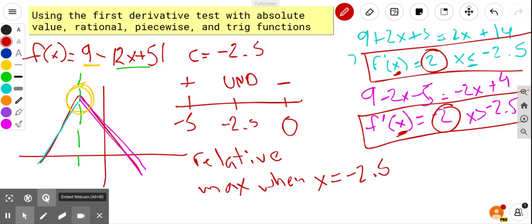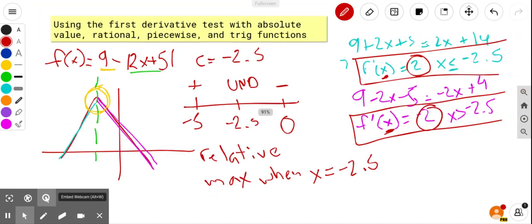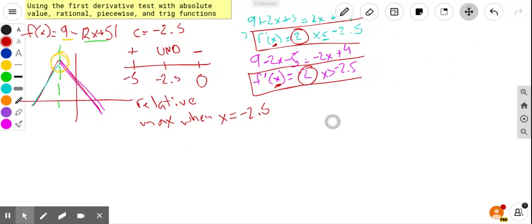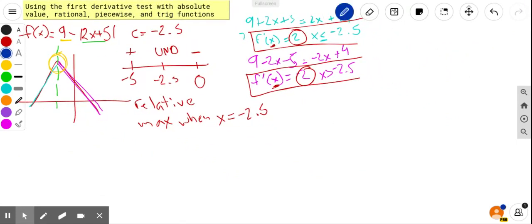Actually, not done, because to identify the relative extrema, I know at what x value I'm going to get the relative extrema, I need to plug that into my equation to actually get the coordinate point. So if x is equal to negative 2.5, then I need to go ahead and find f of negative 2.5.